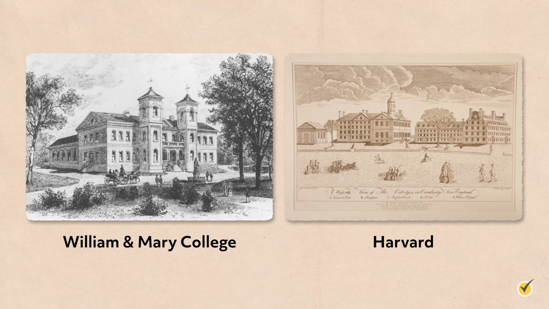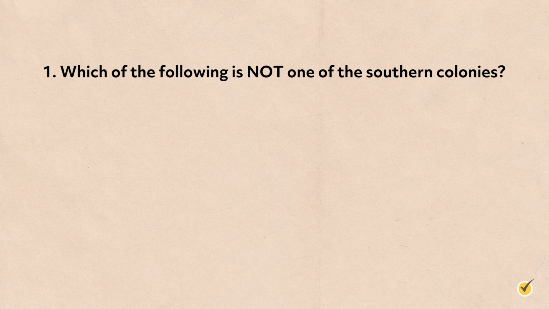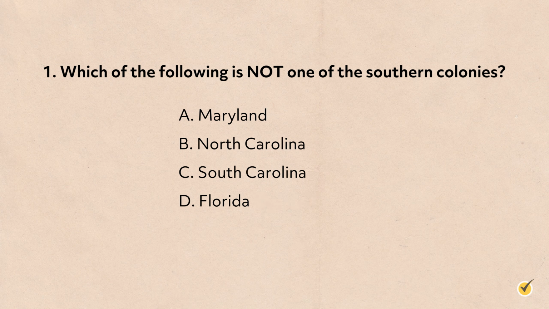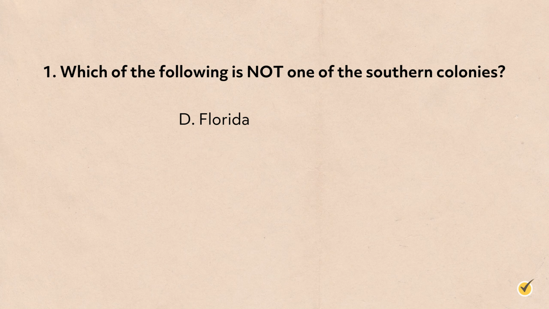All right, to wrap up this review, let's go over a few practice questions. Number 1, which of the following is not one of the Southern Colonies? A, Maryland, B, North Carolina, C, South Carolina, or D, Florida? The correct answer is D, Florida. The Southern Colonies were Maryland, Virginia, North Carolina, South Carolina, and Georgia. Florida was controlled by the Spanish during this time and would become a territory of the United States in 1821.